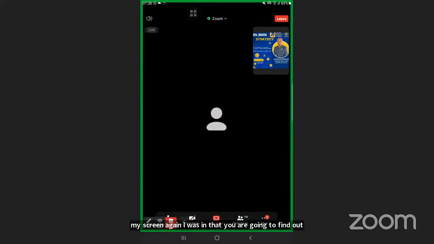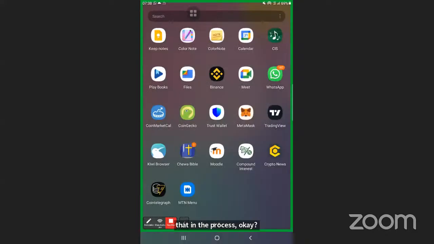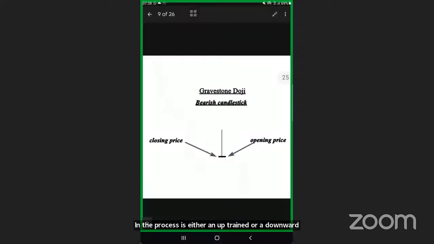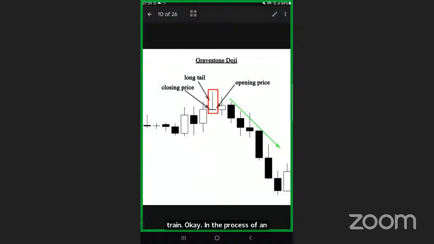Yes. So look, guys, I was emphasizing this now because people are asking about a fake doji. I was emphasizing in terms of dojis. Okay, let me share my screen again. I was emphasizing that in the process of either an uptrend or a downward trend, you are going to see dojis fluctuating.